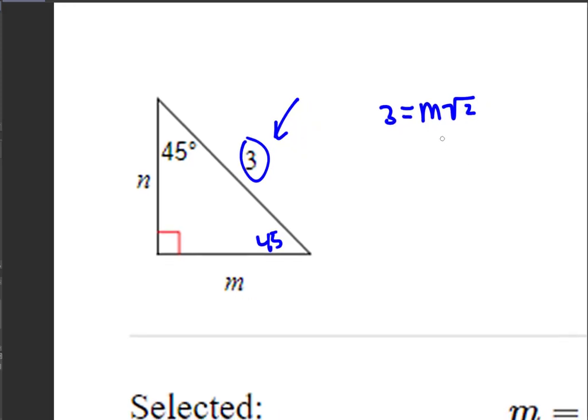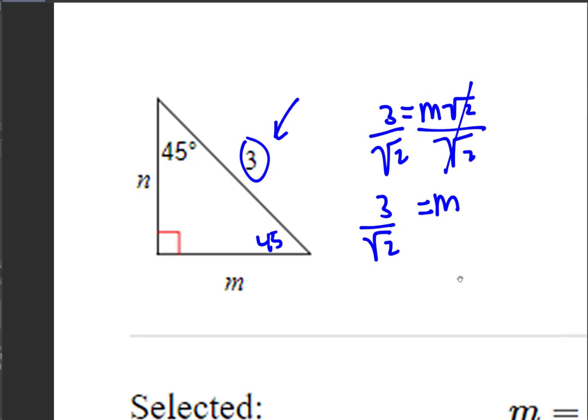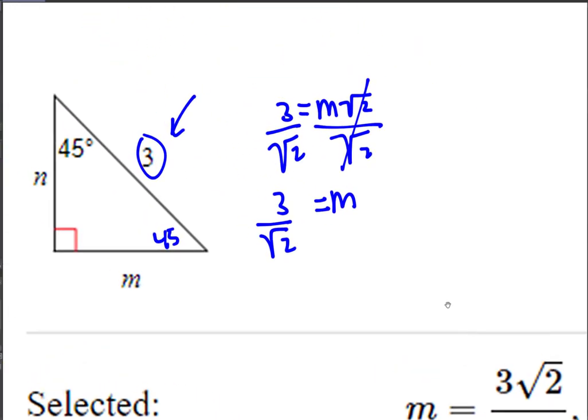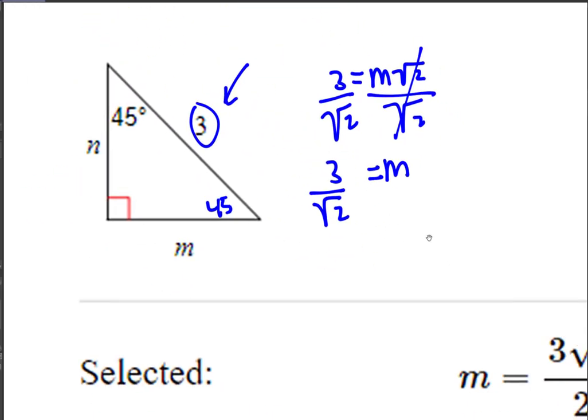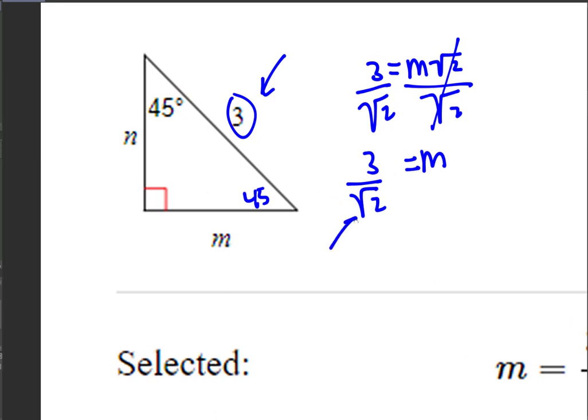So in this case, what would I have to do? I have to divide by the square root of 2 on both sides. So now I get that m is equal to 3 over the square root of 2. Now, if you were looking at your answer choices, that would not be one of them, and you might freak out. You have to remember that we need to rationalize the denominator. We do not like to keep radicals in the denominator by convention.